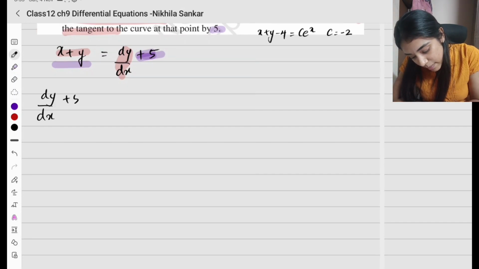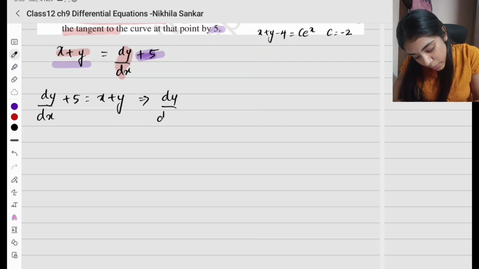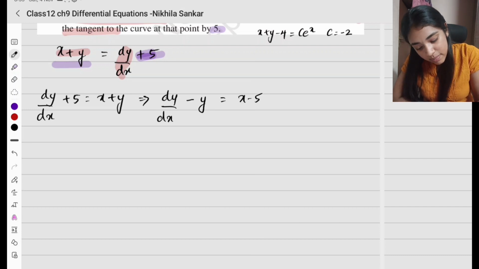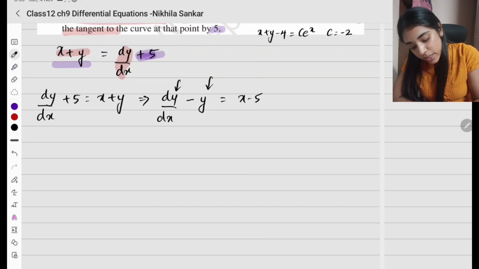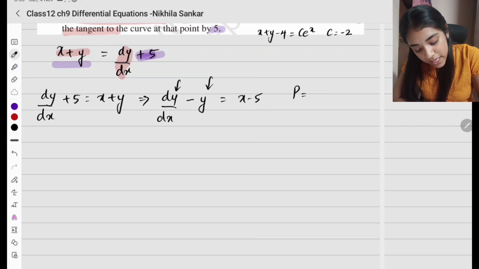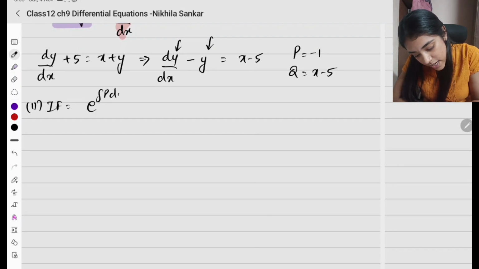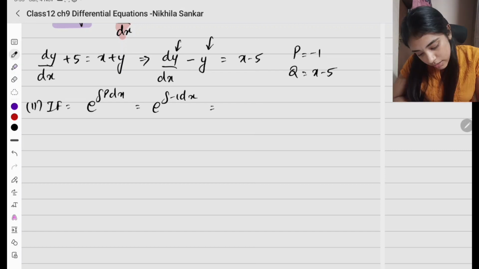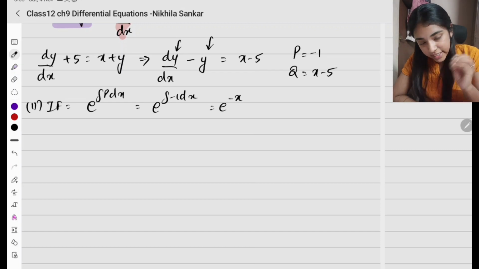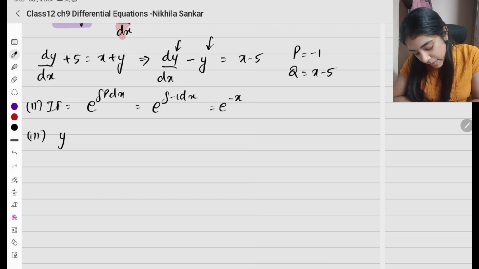dy by dx plus 5 equals x plus y. How do we need it? dy by dx minus y equals x minus 5, because I have a y here, so there should be a y here too. Now what is my p? Minus 1. q is going to be x minus 5. Okay, so what is the second step? Integration factor, which is e raised to the power p dx, which is e to the power minus 1 dx, which is e to the power minus x. We found the integration factor. Now what is the third step?